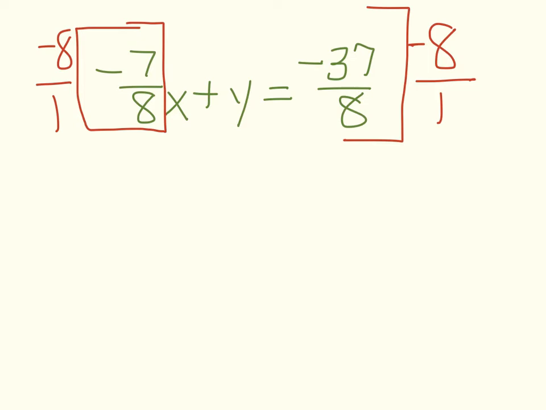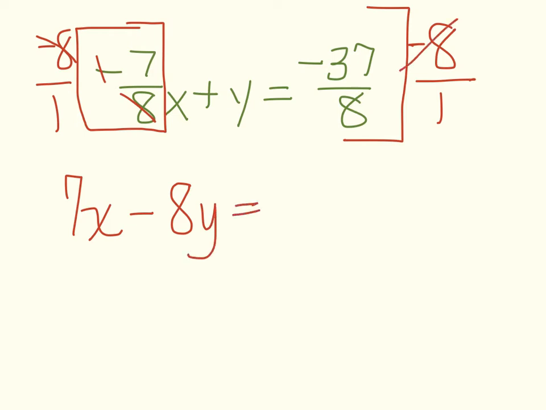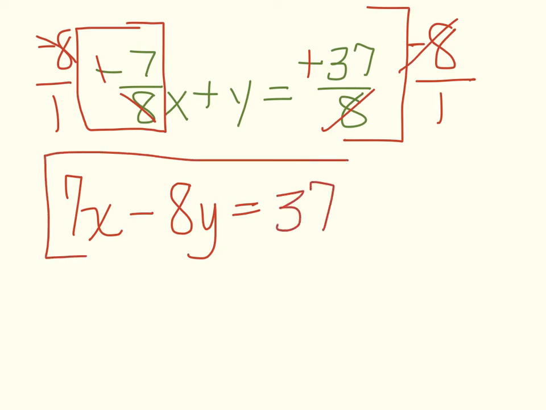So when I do that, my negative 8 and my negative 8 cancel out, so I have 7x. Negative 8 times y is negative 8y equals negative 8 times negative 8 is a positive 37. Now I have written this in standard form.